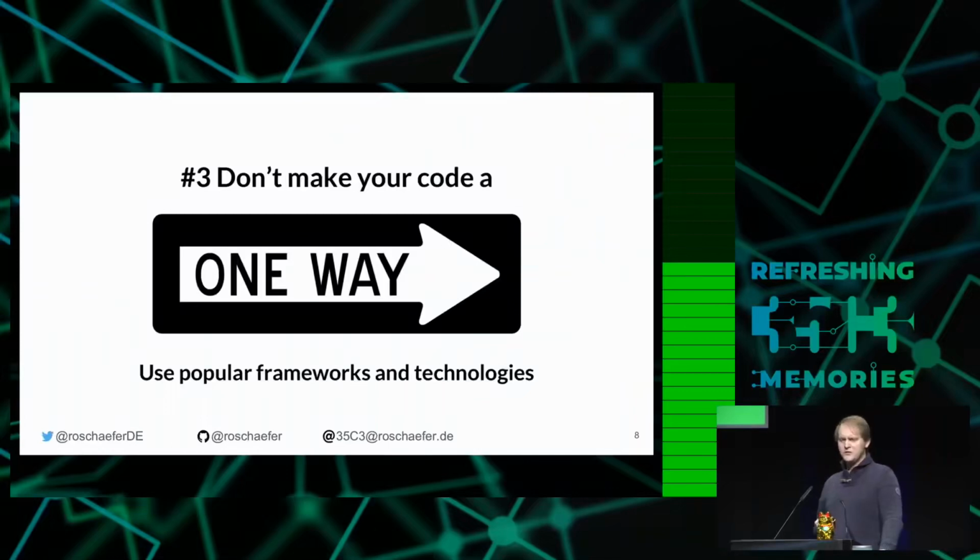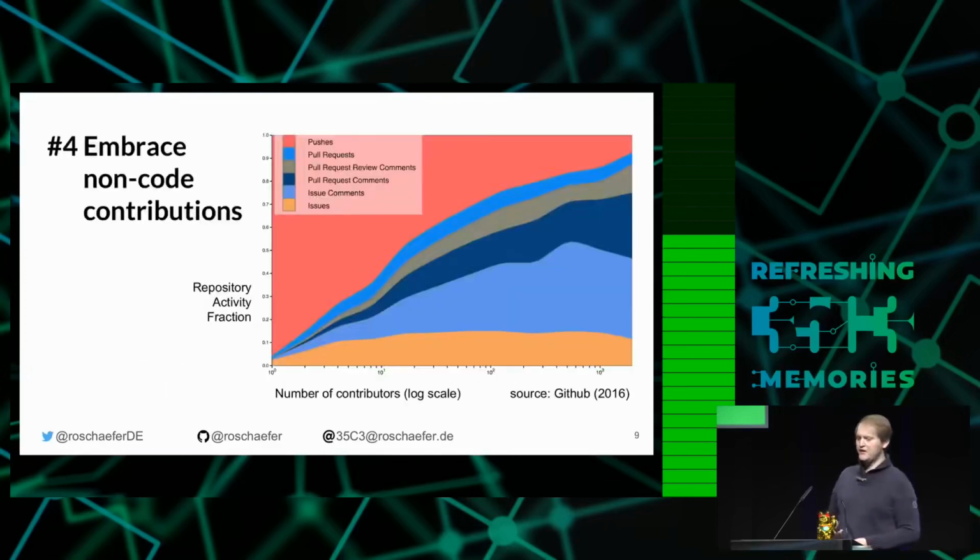The third thing that you should do: don't make your code a one-way street. People are joining your project because they're interested in a certain technology or framework. So you should definitely use popular frameworks, because that will be one of the most important reasons why people want to join you. And as a last step, embrace non-code contributions.